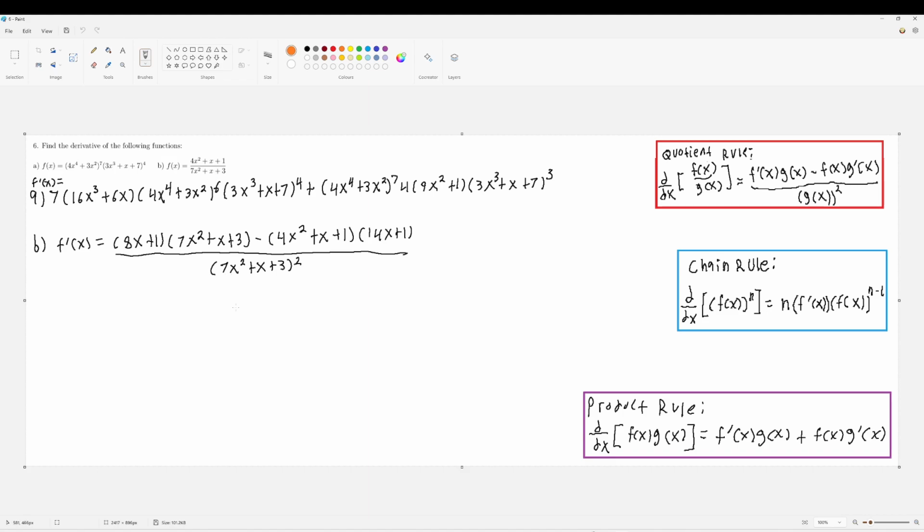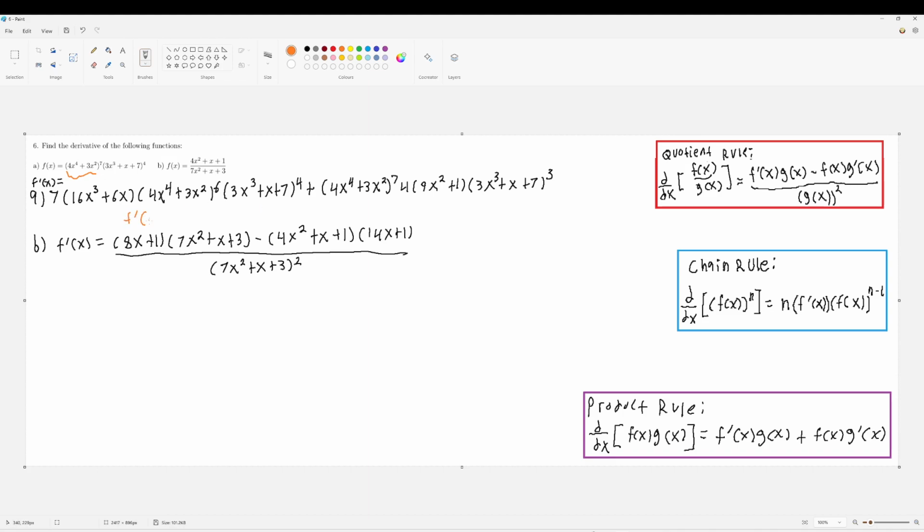Since we are dealing with essentially just f of x inside of some degree n, we're going to use the chain rule again. The chain rule is just going to be bring n down, times the derivative of the inside, and then rewrite the original to the n minus 1. Okay, so we do that here. For 4x to the 4 plus 3x squared to the 7, bring the 7 down, take the derivative of the inside, 16x cubed plus 6x, times the original to the 7 minus 1, that's 6, times the second function.